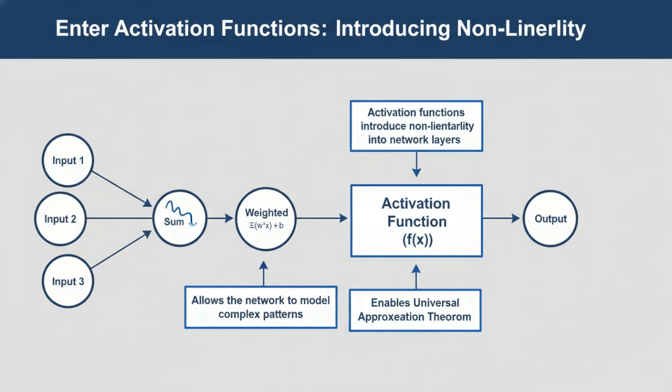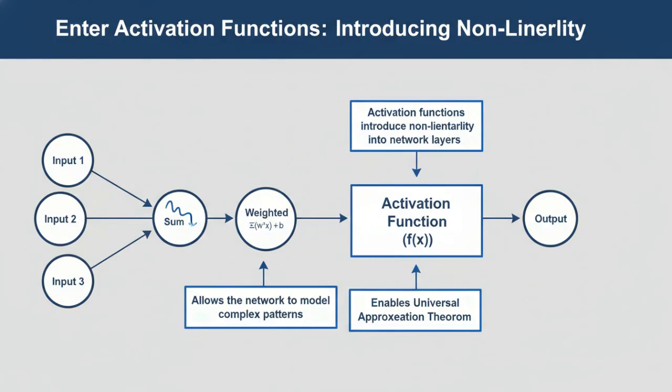Positioned after each neuron's weighted sum of inputs, they introduce a crucial element of nonlinearity into the network. Without nonlinear activation functions, stacking multiple layers of neurons would simply result in another linear transformation, no matter how many layers you add. The entire network would still behave like a single-layer perceptron.